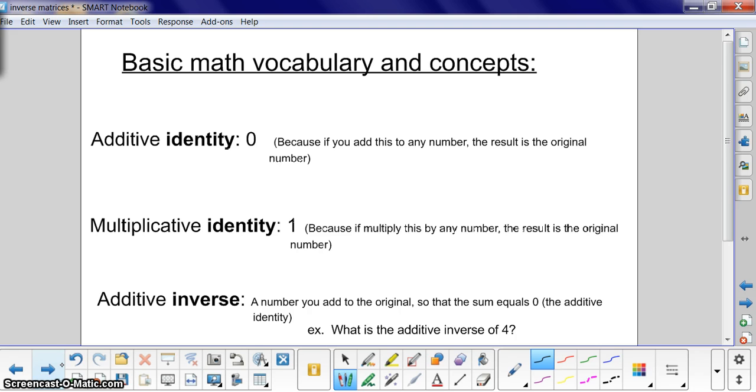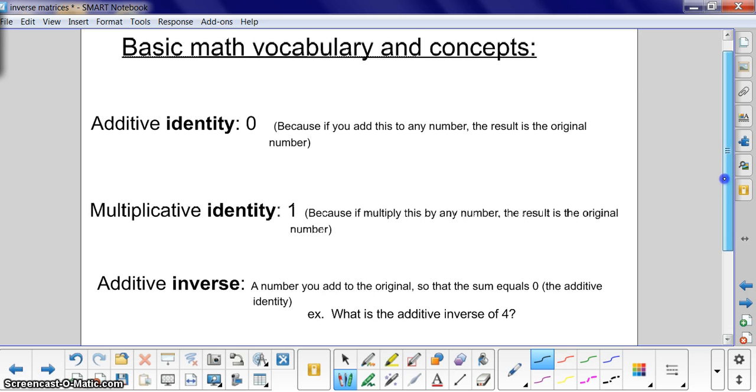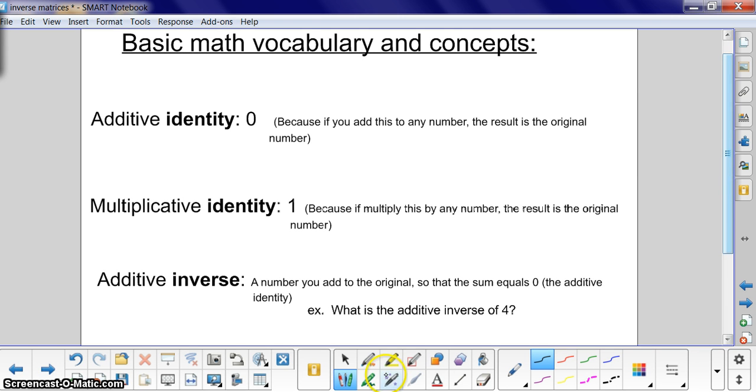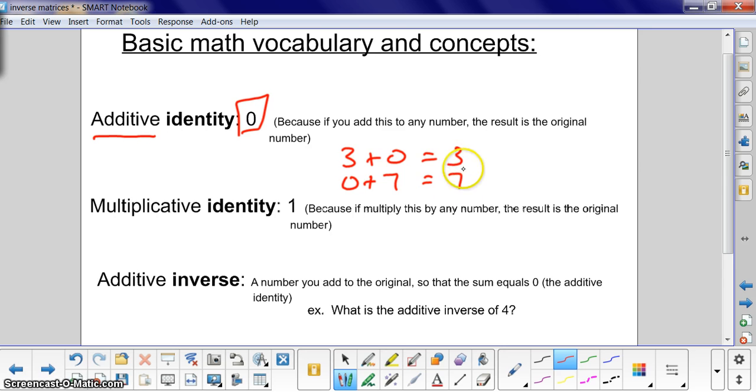A little review of something that you've done back in middle school, probably, some basic vocabulary and concepts. We have what's known as the additive identity. The additive identity is 0, because if I add this to any number, the result is the original. 3 plus 0 equals 3. 0 plus 7 equals 7. So if I add the identity to any number, I get the number itself.